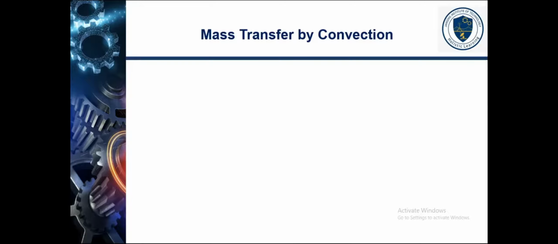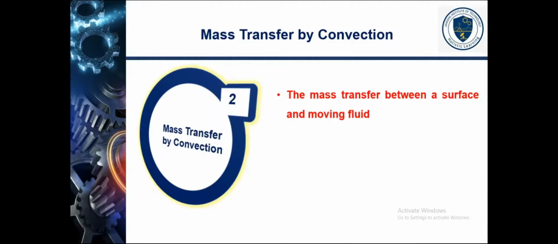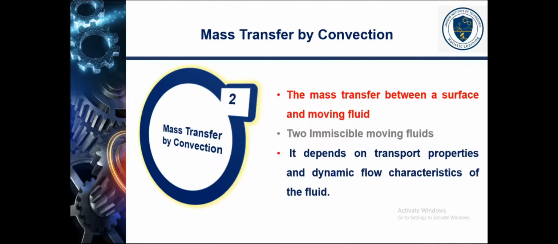Next we move on to mass transfer by convection. In convective mass transfer, mass transfer happens between a solid surface and an adjacent moving fluid. It also happens between two immiscible moving fluids. The convective mass transfer mainly depends upon the transport and dynamic flow characteristics of the fluid. The examples for convective mass transfer are as follows.